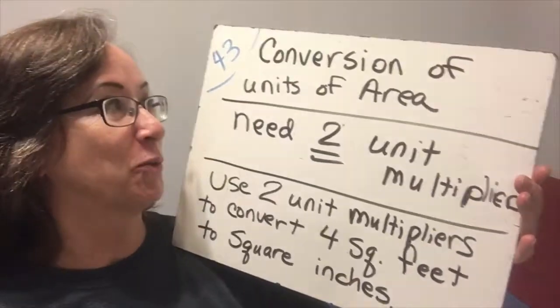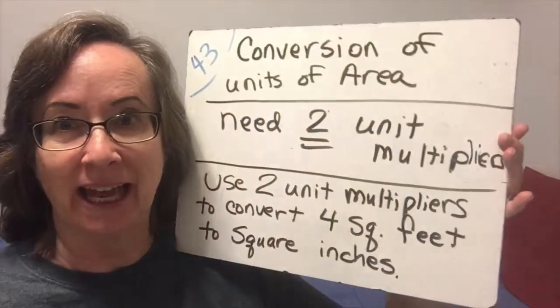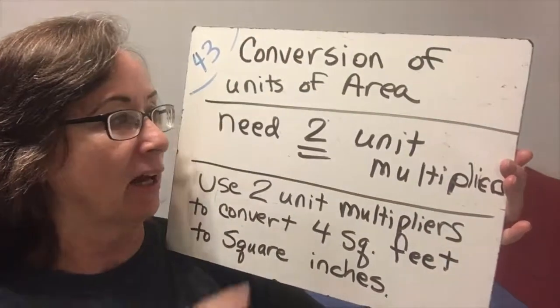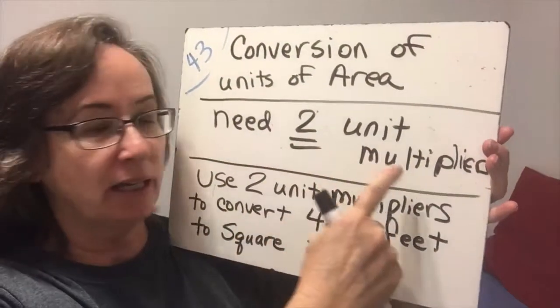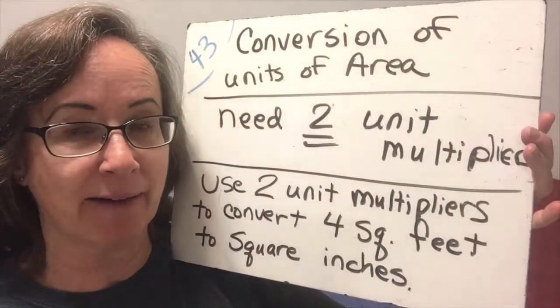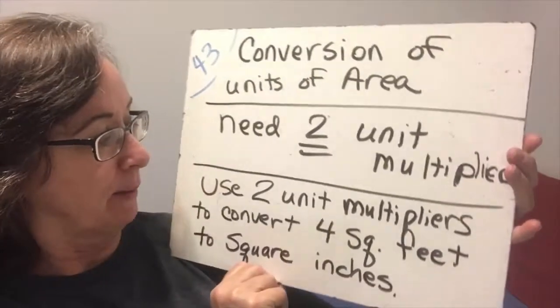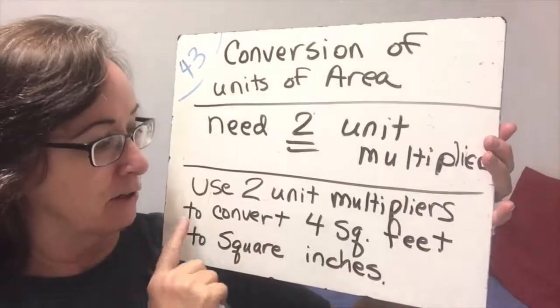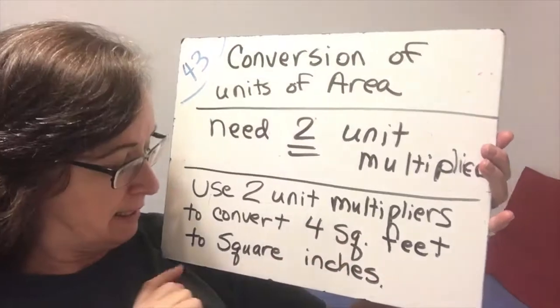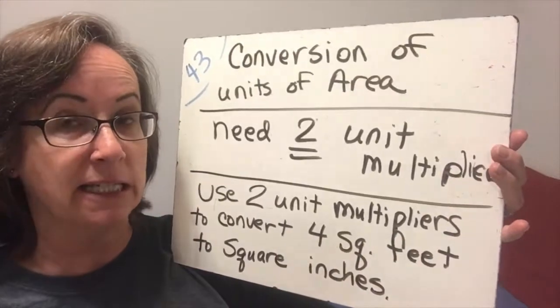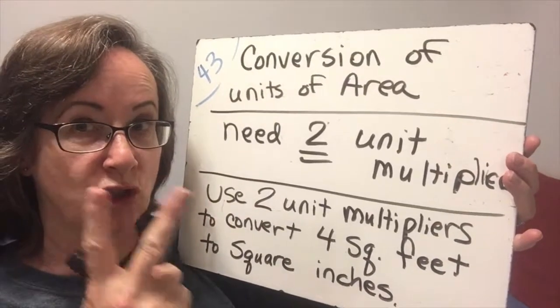Okay, so now we get to work on some conversion of units of area. And when we're converting units of area, we need 2 unit multipliers, because when we're talking about area, we're talking about square units to start with. So it says use 2 unit multipliers to convert 4 square feet to square inches. Okay, so we started with square feet, and we're going to need to use 2 unit multipliers to get the right answer. So here we go.